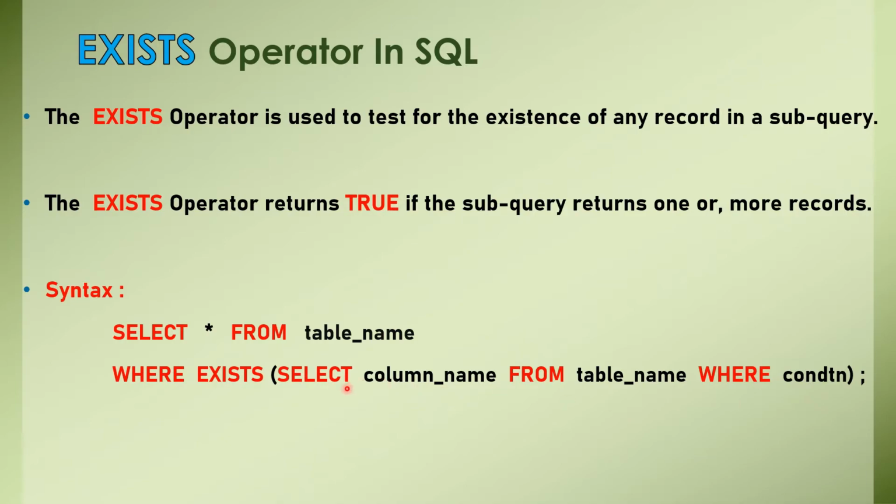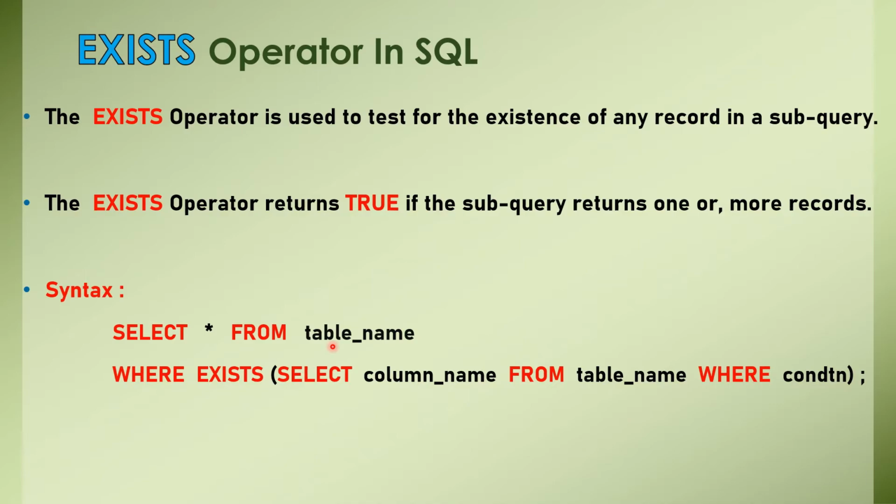A subquery can be anything, like select column name from any table name, and you can even give some conditions here. If your subquery returns some records, that can be one or more, then only the rows from the table you have given will be printed on the output console. This condition will be true only if the subquery returns some data, and then it will be printed correspondingly on the output console.